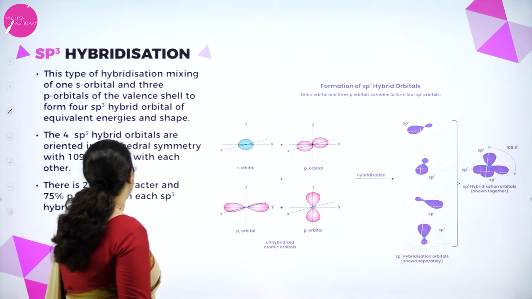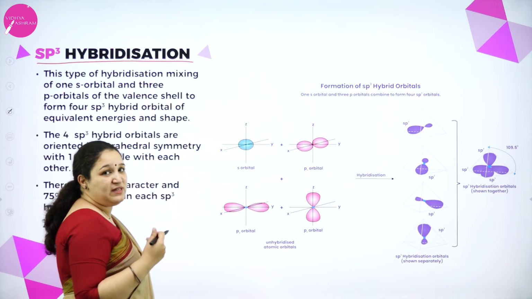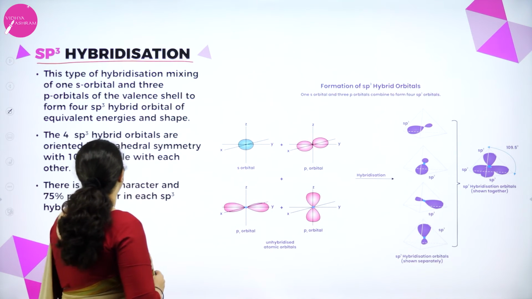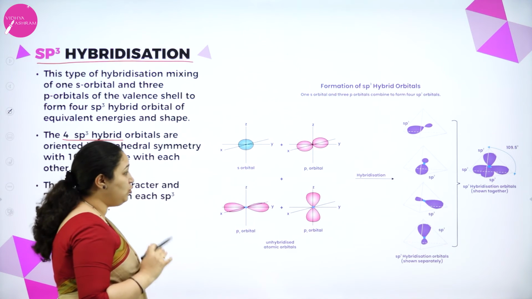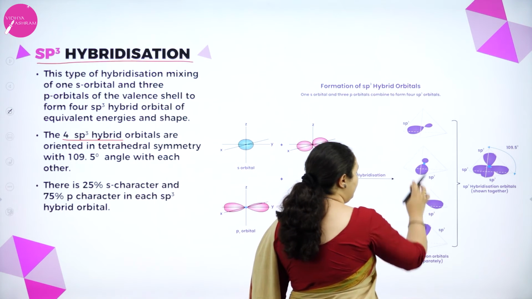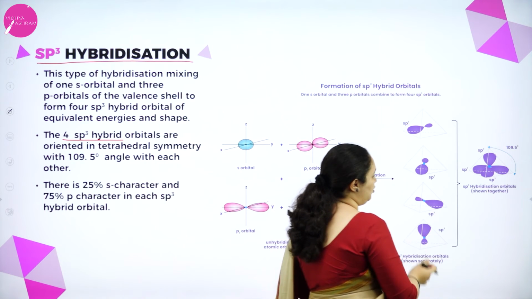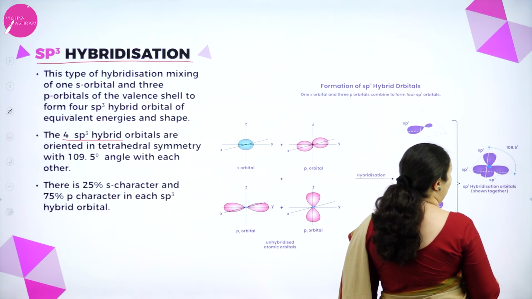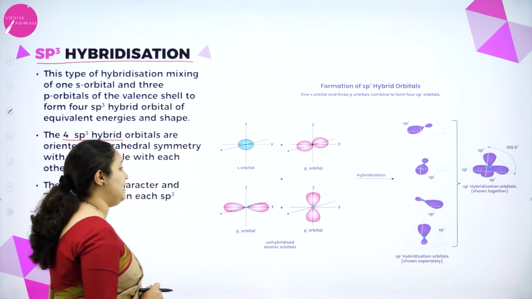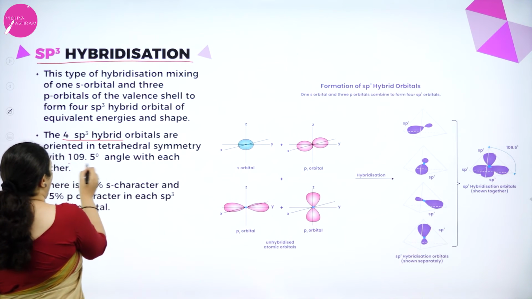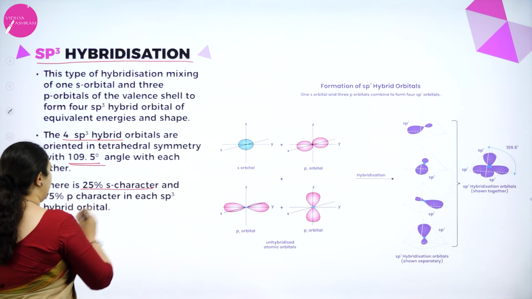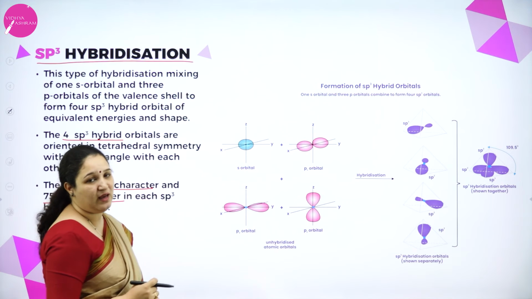Okay. Next, what do we have? It is sp3 hybridization. Again the name itself tells us sp3 hybridization means 1 s orbital and 3 p orbitals undergo hybridization. So 4 sp3 hybrid orbitals are formed, new orbitals. You can see we have 1 s orbital and 3 p orbitals which will intermix, undergo hybridization to form 4 new sp3 hybridized orbitals. The bond angle will be 109.5 degrees. It has a tetrahedral structure, with a 109.5 degree angle between the sp3 hybridized orbitals. There is 25% s character and 75% p character in each sp3 hybridized orbital.